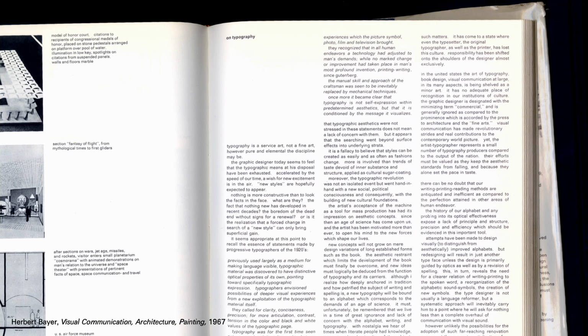Visual Communication, Architecture and Painting was a book written and designed by Herbert Bayer in 1967, published by Reinhold and Studio Vista. It collected Bayer's reflections on all three subjects, brought together at the end of a long career as a kind of descriptive monograph. I'd like to encourage you to read what's on the screen.